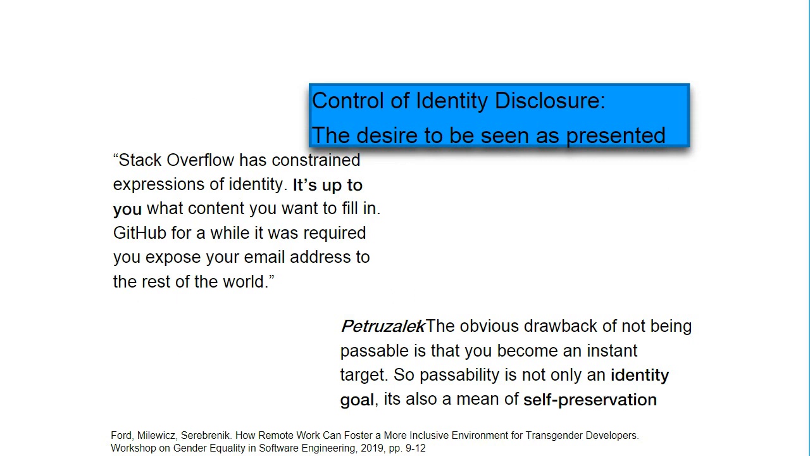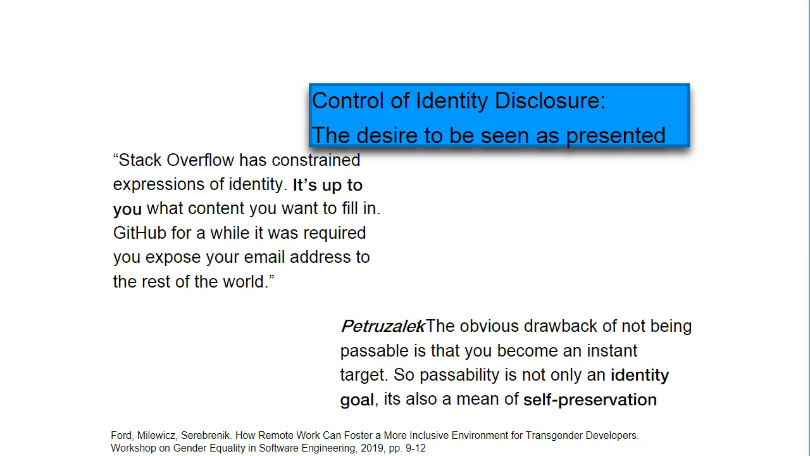The first one was related to control of identity disclosure. So essentially the desire to be seen as presented. How is this related to platform? For instance, Stack Overflow has constrained expression of identity. So essentially everybody can ask, or could ask, a question without even registering, or if registration is needed, the amount of information the platform requires from you is limited.